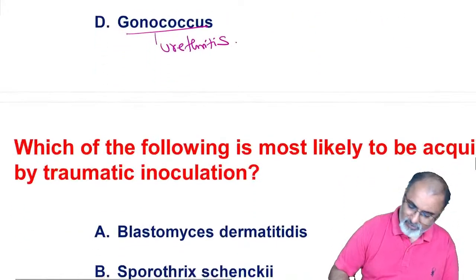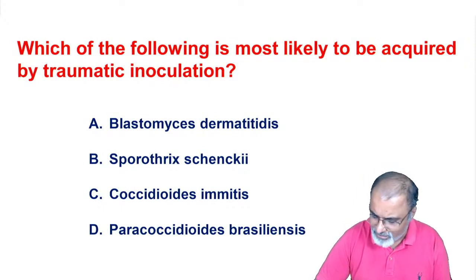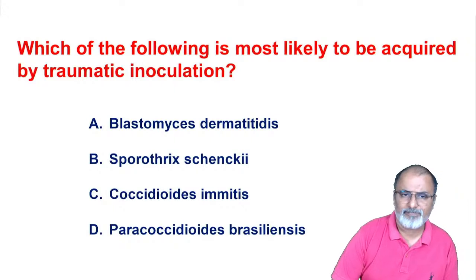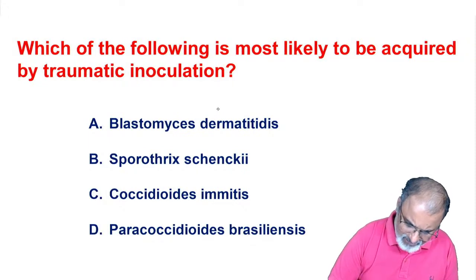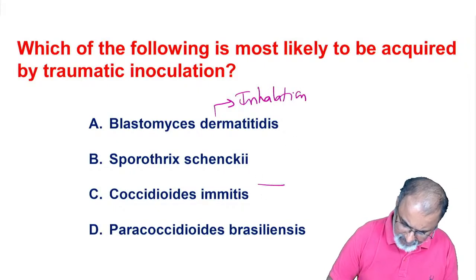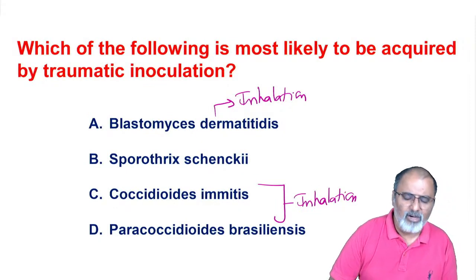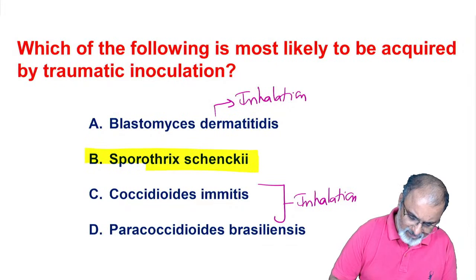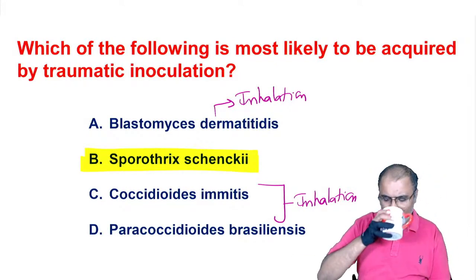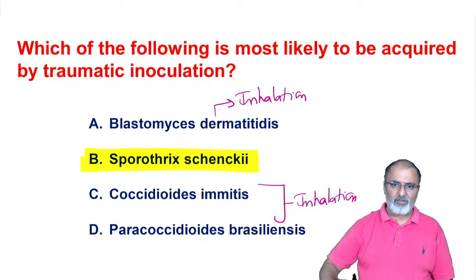Next is, which of the following is most likely acquired by traumatic inoculation? Traumatic inoculation, by prick. Blastomyces is inhalation, all systemic inhalation. Coccidioides, paracoccidioides inhalation, all systemic inhalation. Except subcutaneous, all subcutaneous: mycetoma, chromoblastomycosis, sporothrix, by local inoculation.